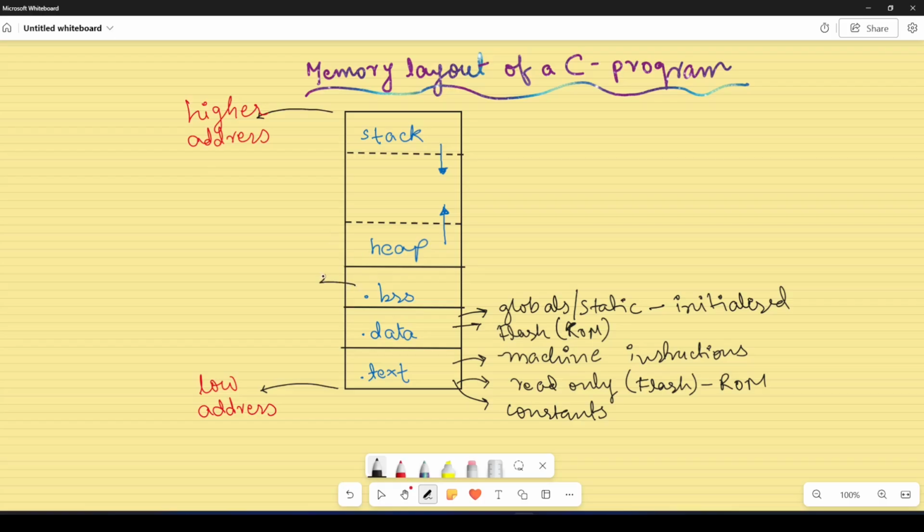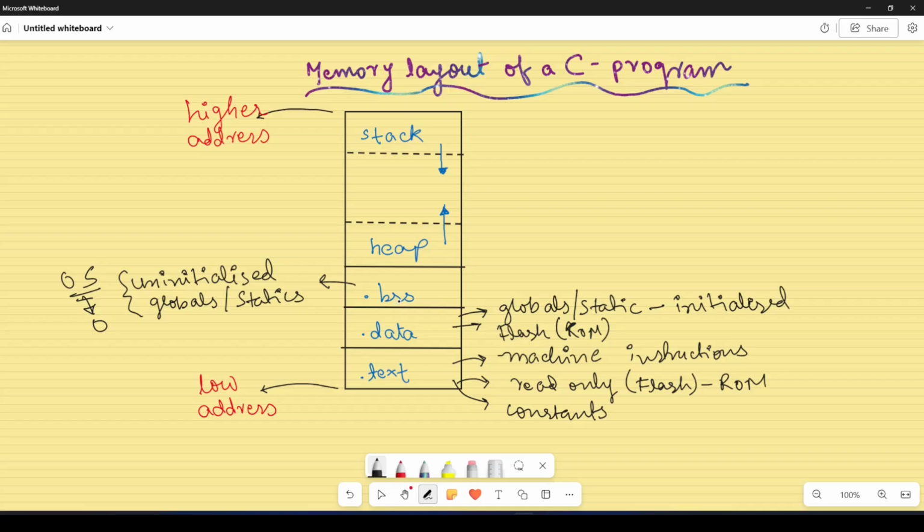And then comes the BSS. It is just the uninitialized globals and statics. So all the uninitialized globals and static variables in the code, and since they are uninitialized, the OS initializes them to 0 when the program is being executed. Whenever the program is loaded into memory, the OS explicitly initializes the BSS segment to 0. So that is how the variables are initialized here.